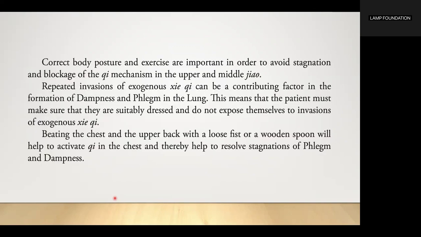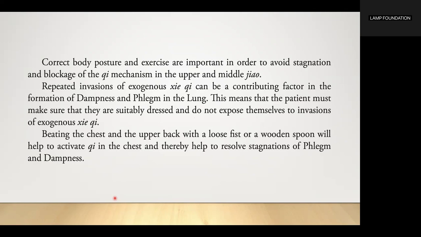Correct body posture and exercise are important in order to avoid stagnation and blockage of the qi mechanism in the upper and middle jiao. Repeated invasions of exogenous pathogenic qi can be a contributing factor in the formation of dampness and phlegm in the lung.